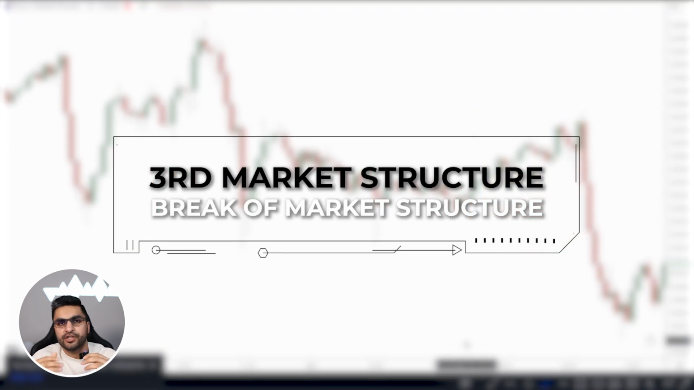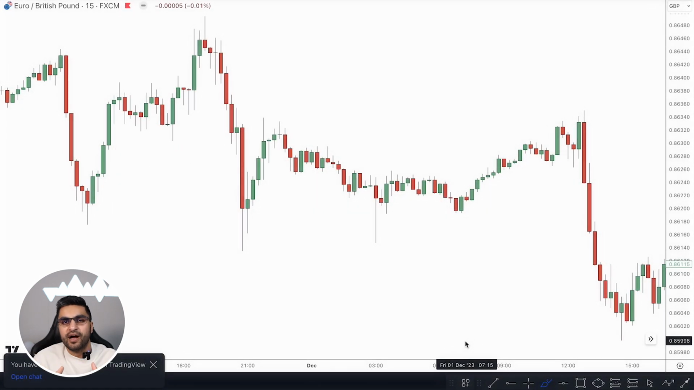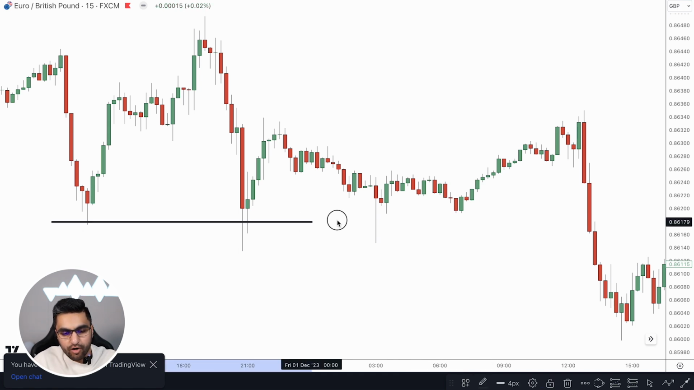The third market structure that I recommend that you trade is break of market structure. Once market breaks, I recommend that do not just simply enter right after the break. Instead, you wait for it to come back and retest the level which it just broke. This was the strong support level.